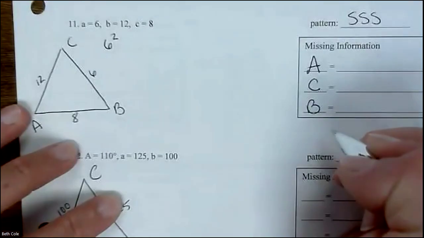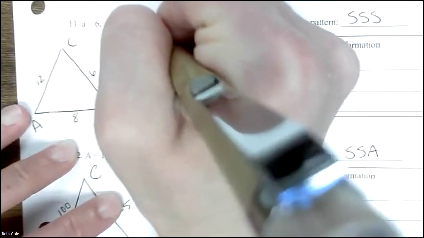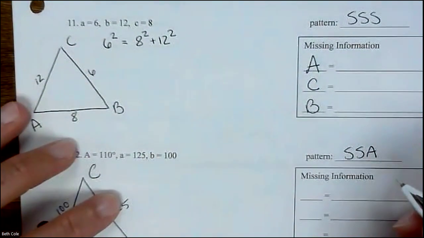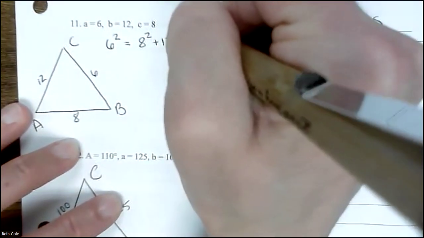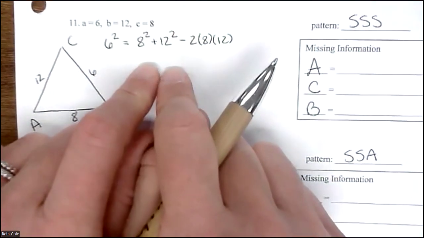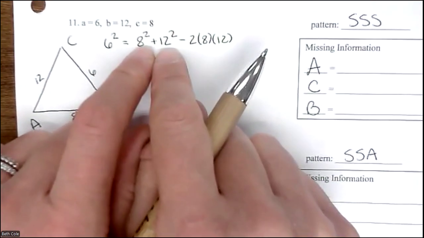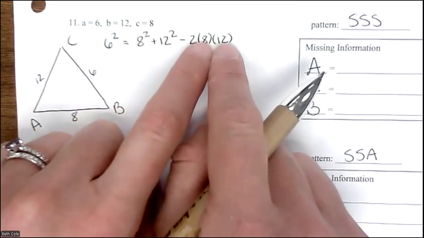So 6 squared equals 8 squared plus 12 squared minus 2 times 8 times 12. And you guys all watched the video. I know you did, I hope you did, because you did your work. I realize it's really long, okay? But do you see how these two just match these two?